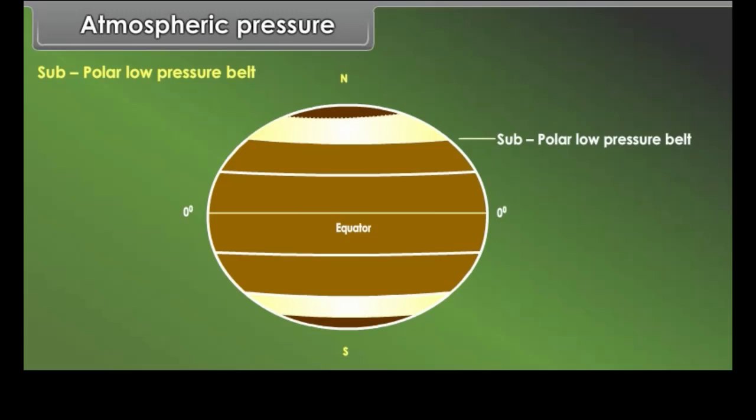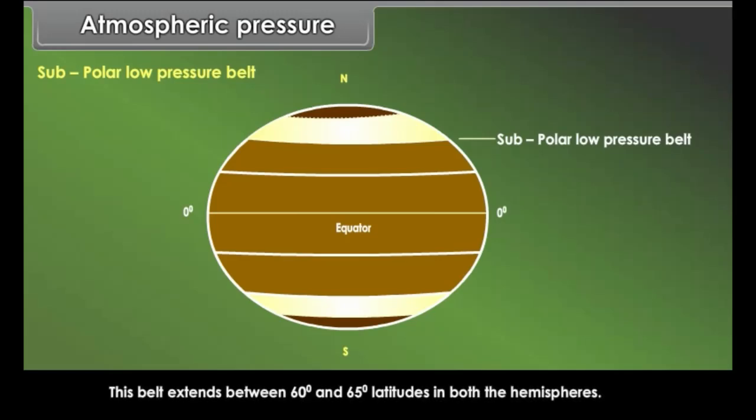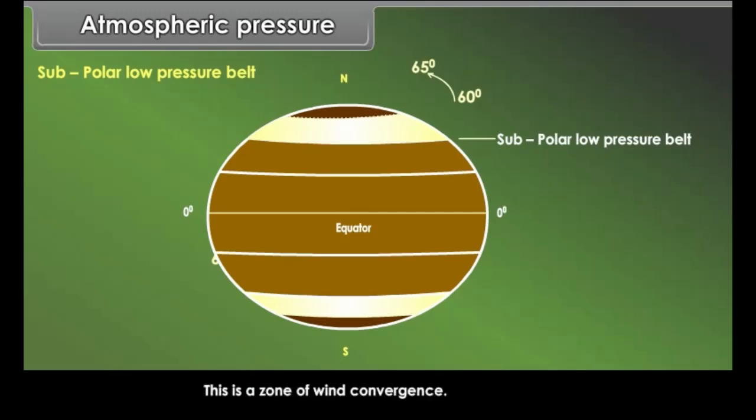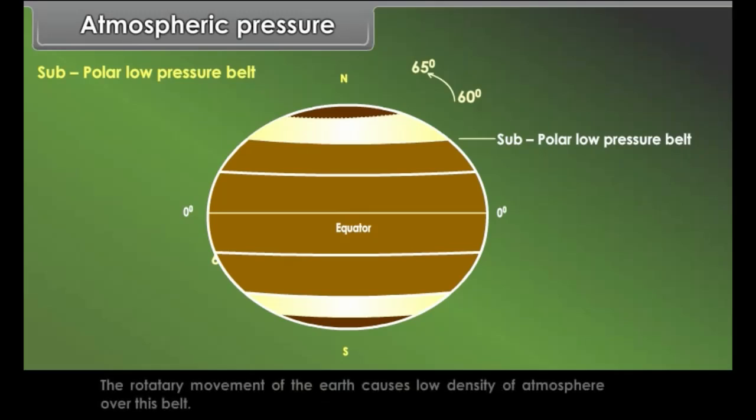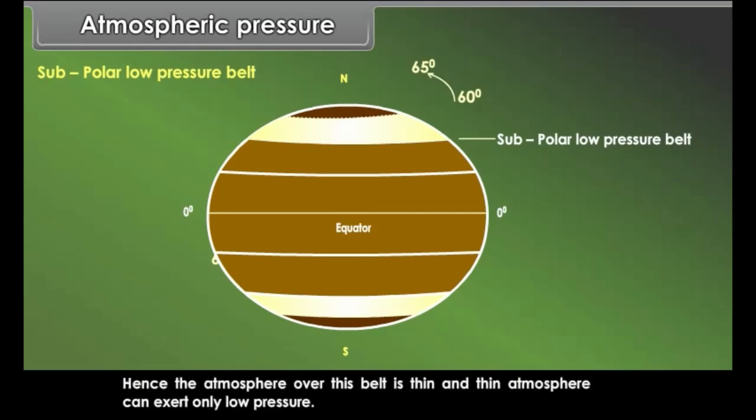Subpolar low pressure belt. This belt extends between 60° and 65° latitudes in both the hemispheres. This is a zone of wind convergence. The rotatory movement of the earth causes low density of atmosphere over this belt. Hence, the atmosphere over this belt is thin, and thin atmosphere can exert only low pressure.